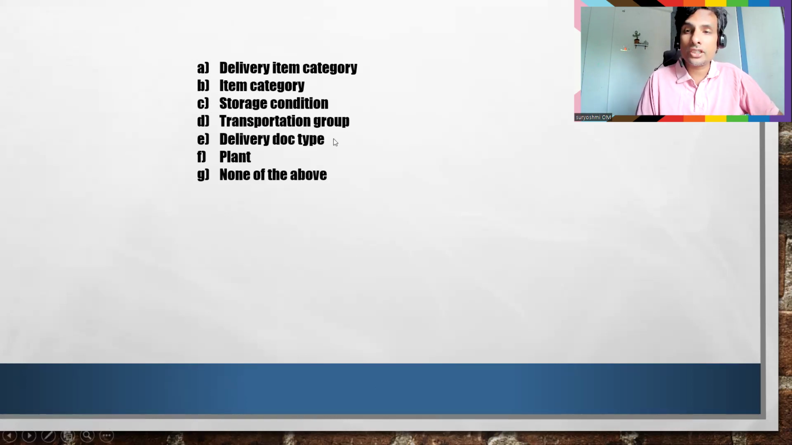Transportation group, which is related to route determination, is nowhere related to picking location. Delivery document type, this is header level, there is no relation. And plant, shipping point, and storage conditions. Here, shipping point is not there.